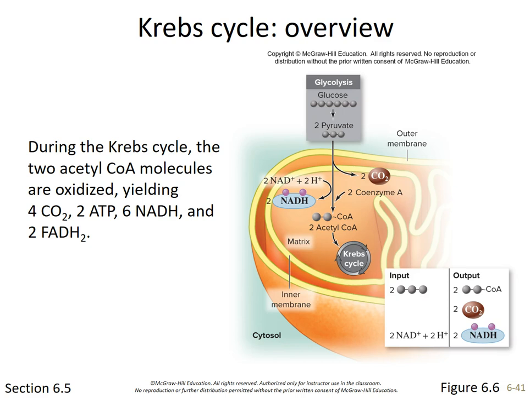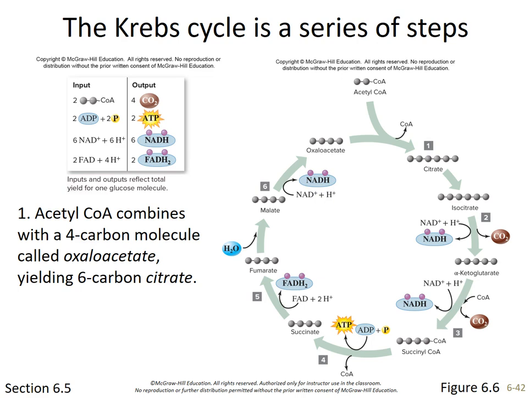Okay, so Krebs cycle overview. During the Krebs cycle, the 2 acetyl-CoA molecules are oxidized, yielding 4 CO2, 2 ATP, 6 NADH, and 2 FADH2. This is a new molecule, the FADH2. It's another type of electron carrier. The Krebs cycle, just like the Calvin cycle, is a rotating cycle that loops back on itself. We're going to look at the names of the intermediate steps, but not the chemical drawings of it, as we would look at more closely in a biochemistry class.